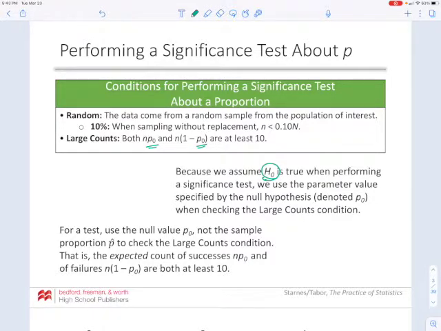So we want to make sure our data come from a random sample, that our sample is less than 10% of the population, and our large counts rule that n times p and n times 1 minus p are both at least 10.